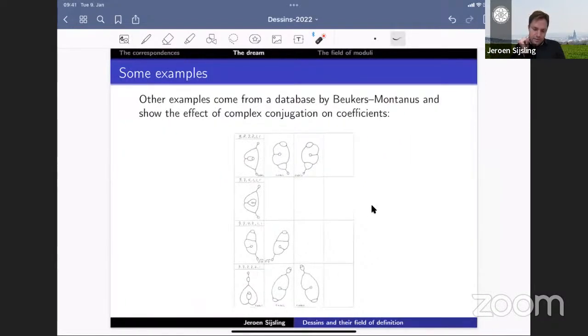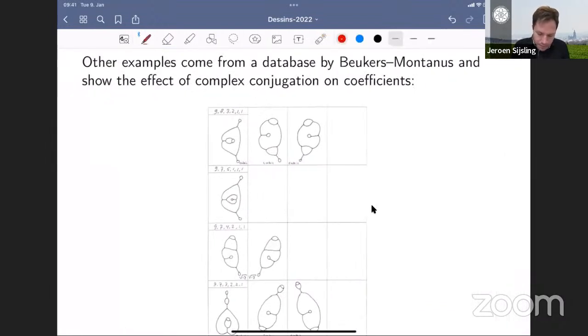Here are other examples, just to show you some in a different context. This is from a database by Beukers and Montanus, which I will tell you about later. These maps are written in a bit more schematic way, but basically what you should think of here is you see these points of order 3 coming together here, and those are all above 0. And on the midpoints of all these edges, there are points above 1, and then the actual edges are the ones that you see here.